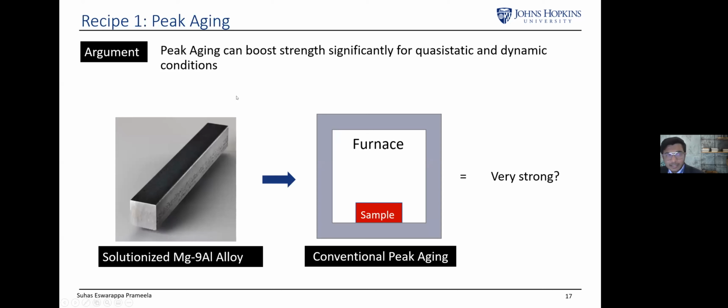And I'll give you a few examples, and it'll be very clear how this framework is used. So let's start with a very conventional design recipe, right? That's followed for a lot of metallic alloys. Take a piece of the metal and put it inside the furnace. This is what is called peak aging, or conventional aging. And the question is, do we get very strong materials, right? Just by heating the material.